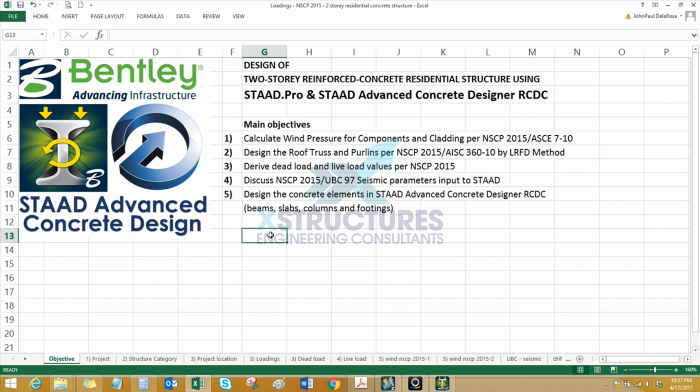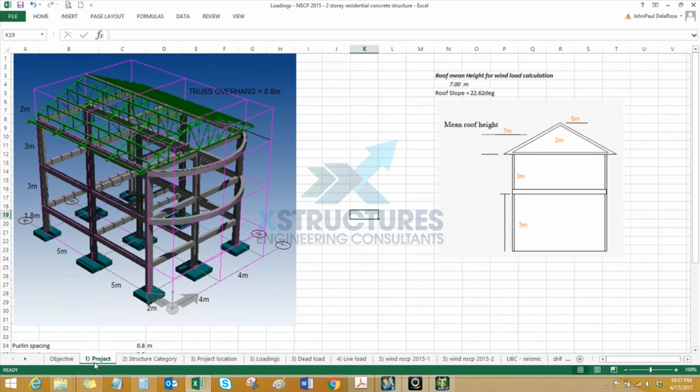And lastly, along modeling yung STAAD model natin, i-analyze natin yon, then i-design natin yung concrete frame elements sa STAAD Advanced Concrete Designer RCDC. So, yun yung beams, slabs, columns, and footings. So, ito yung project natin. Okay.